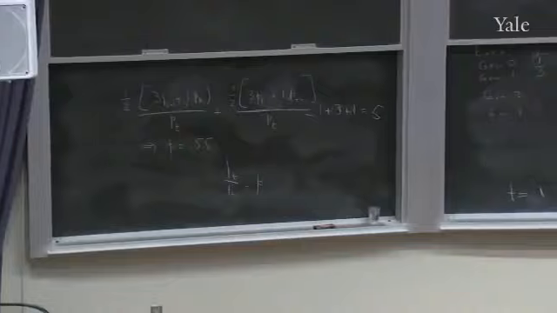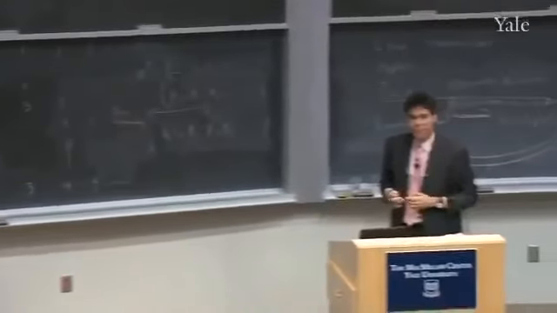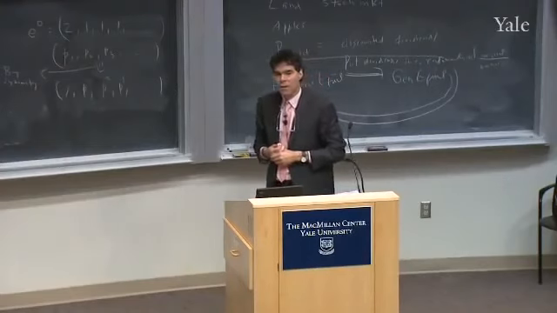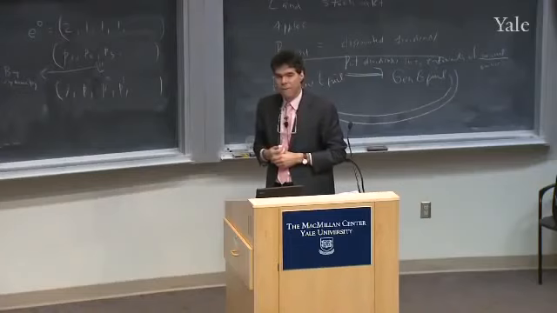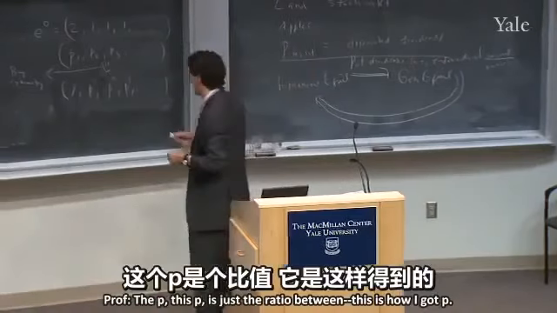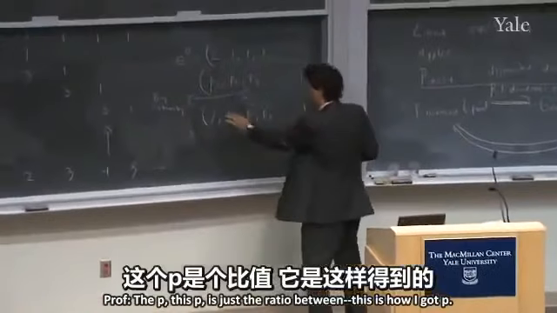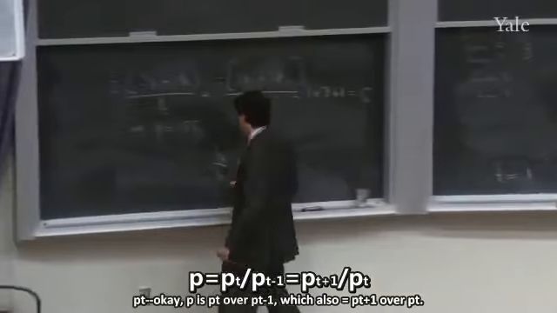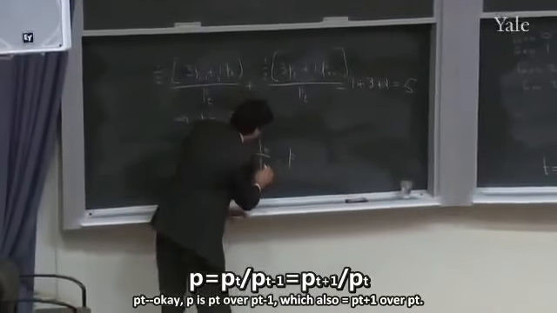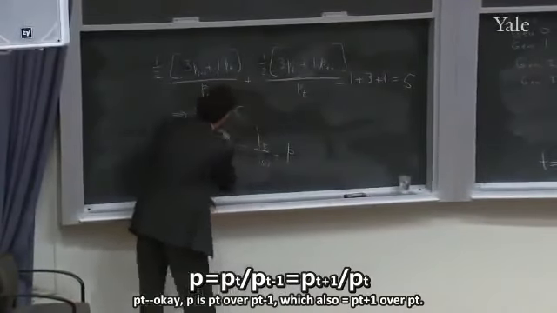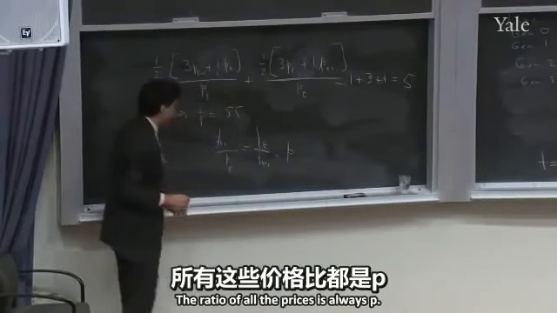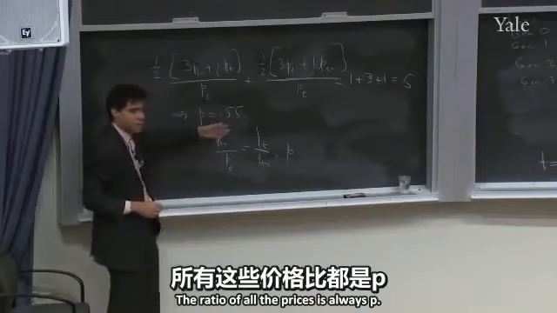Yeah. So is the regular P before you erase this a sort of weighted price that becomes the old age consumption price because we assume the young age price is 1? This P is just the ratio between, this is how I got P. P is pt over pt minus 1, which also equals pt plus 1 over pt. The ratio of all the prices is always P.